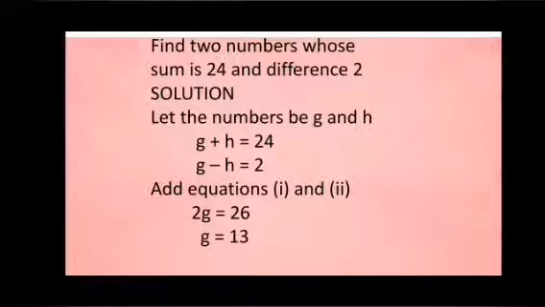Again, look at the coefficients of H in equation 1 and equation 2. They are equal, but their signs are different, which means we can add the two equations. Add equations 1 and 2. So G plus G is equal to 2G. H minus H is 0, so H is eliminated. 24 plus 2 is equal to 26. I divide both sides by 2. So G is equal to 13.